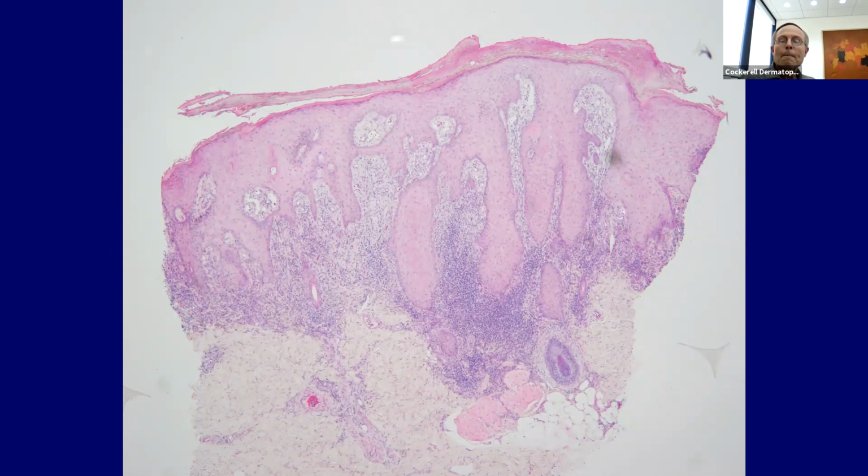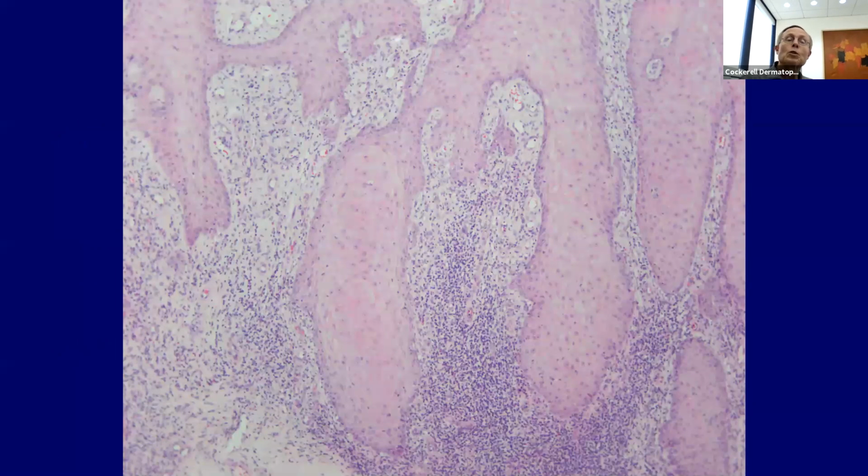Okay, here we've got a punch biopsy. It's got all this pseudoepitheliomatous hyperplasia. It's got a dense infiltrate of lymphocytes in here as well. It's got marked overlying epidermal hyperkeratosis. So somebody's been rubbing the heck out of this. So we've got pseudoepitheliomatous hyperplasia with a dense infiltrate of lymphocytes.